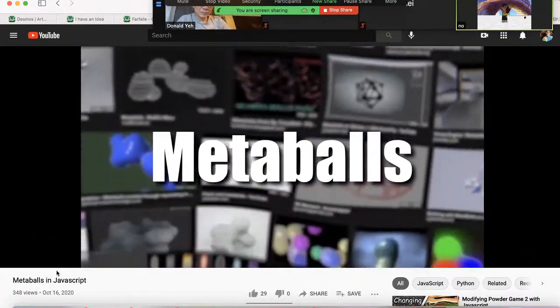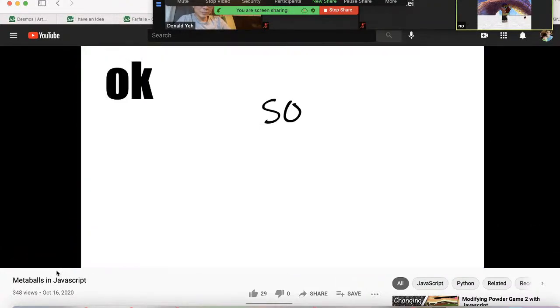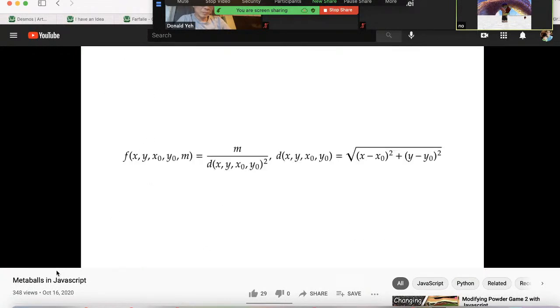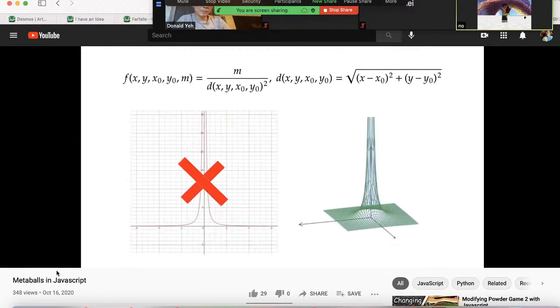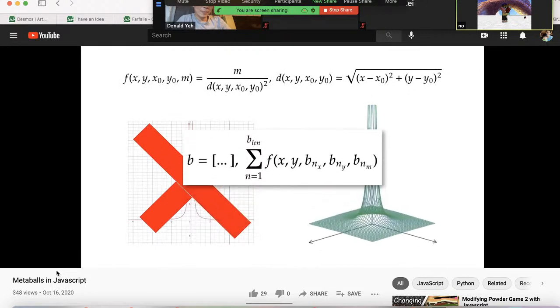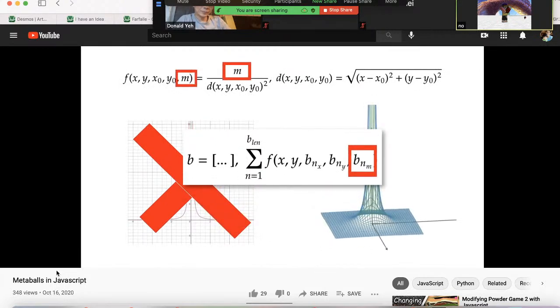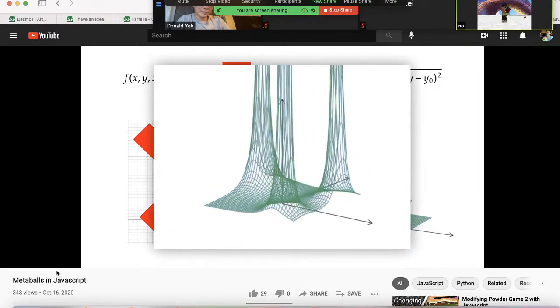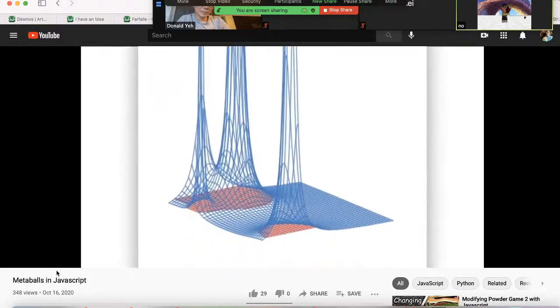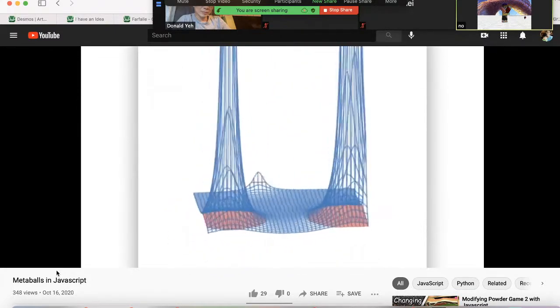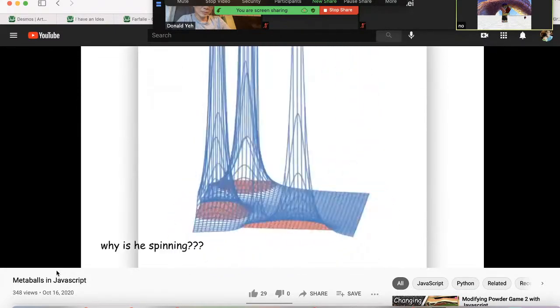Whoa, let's make them. Okay, so the general idea is imagine this thing graphed in 3D, but then you add it a bunch of times. And then you multiply it if it's bigger or smaller or whatever. Yeah, that's it. That's literally all it is. And then you just intersect it with a plane. Wow, look at this cool drawn out demo.